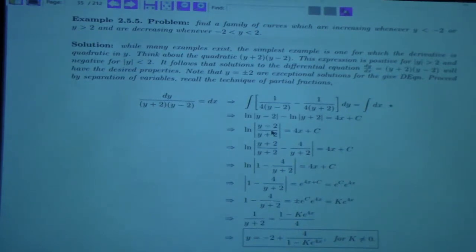Now, this example is based on the discussion we were having before I got out the projector. I want to find a family of curves which are increasing whenever y is below minus 2 or above 2, and decreasing between minus 2 and 2. So I'm looking for essentially a function like this, but with y. Think about it for a little bit. y plus 2 times y minus 2 causes the derivative to be positive or negative in the appropriate regions. It causes it to be negative between 2 and minus 2 and positive outside those regions, which is what I want for my solutions.